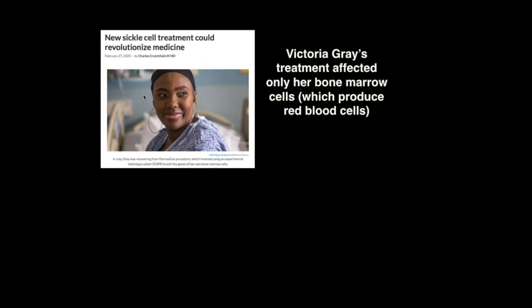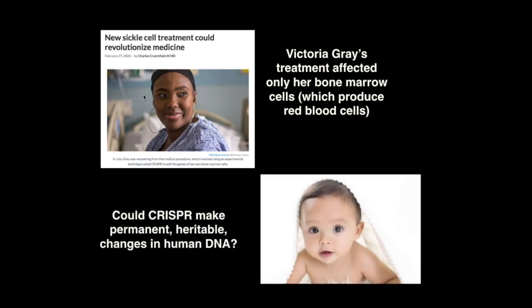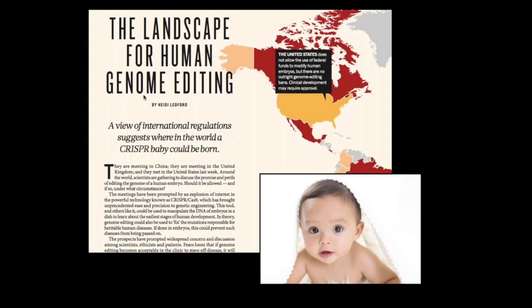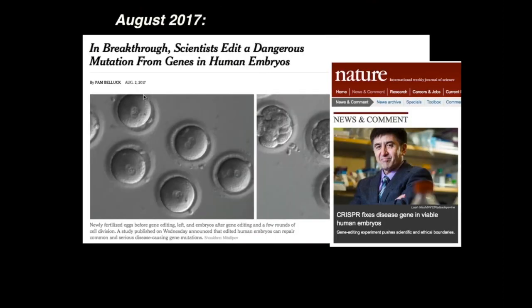It's an extraordinary thing. Now, thinking about this going forward, it's important to point out that Victoria's treatment only affected her bone marrow cells, which produce red blood cells. It would not be passed along to her children in the future. However, is it possible that we could also use CRISPR to make permanent, heritable changes in human DNA? And the answer to that is yes. And that's one of the reasons why, for all of the promise of the CRISPR technique, this is something to think about, and to think about now.